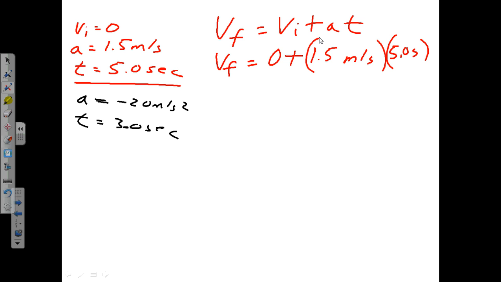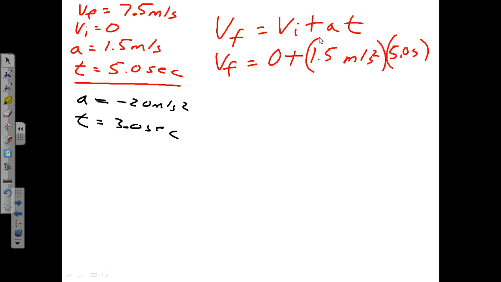So if we do the math on that, and this is supposed to be squared right here, we see that's going to be 7.5, right? So I'm going to go ahead and write down right here, Vf equals 7.5 meters per second. That's as fast as that car ever gets, right? From here on out, it's going to be slowing down.